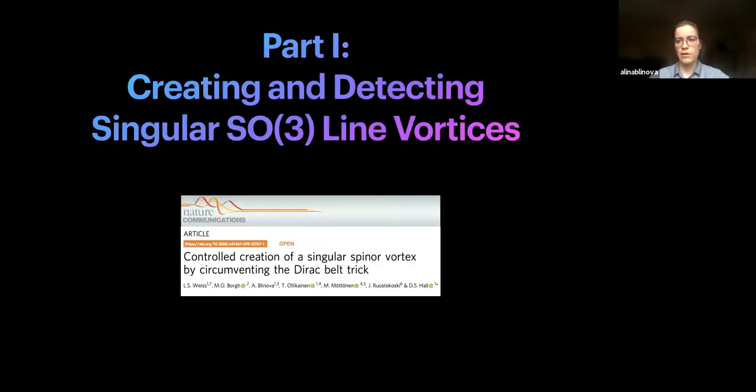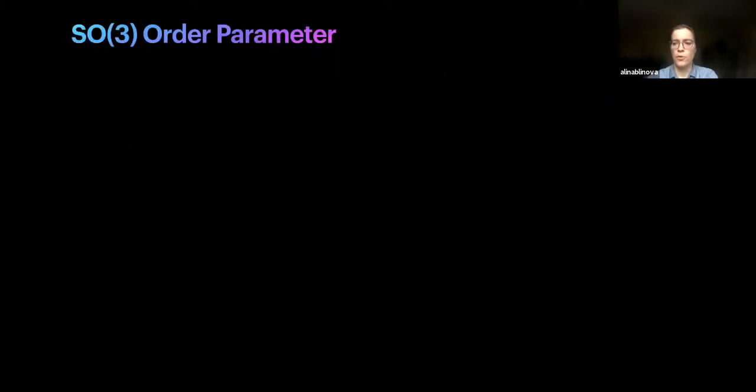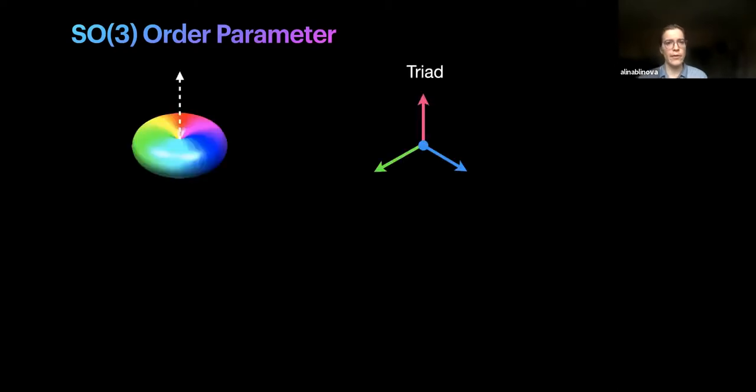Moving right along to the first results. This work was published in Nature Communications fairly recently, and it focuses on creating singular SO3 vortices from a non-singular spin texture. In order to understand how this works, I will first give a little more theoretical background.